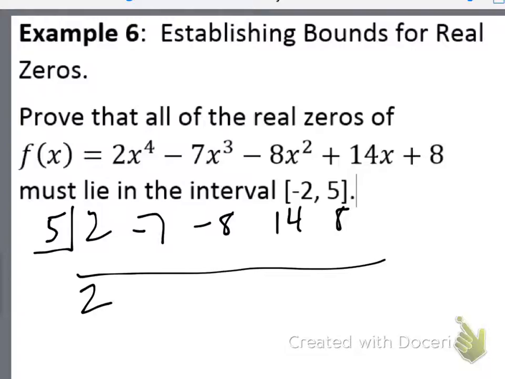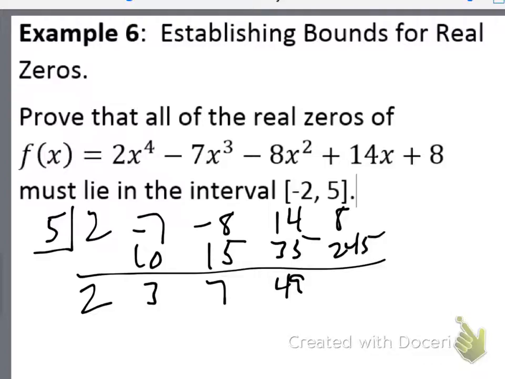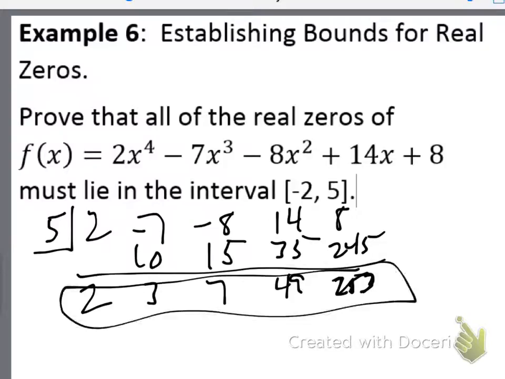So 2, bring it down, multiply, add, multiply, add, multiply, add, multiply, oh boy, 245. That's 253, by the way. Look at that. All the signs are positive, right? Well, it said in the previous slide that if all the signs are positive in the third row, therefore, 5 is an upper bound, okay? So that's how you prove it. You just take the two numbers, put them in the box, and then determine what the signs are in that third row. It's actually pretty simple.